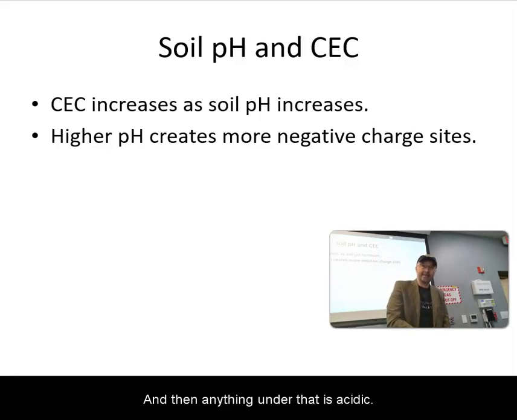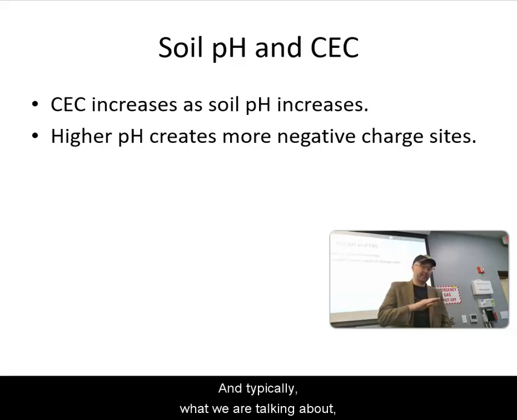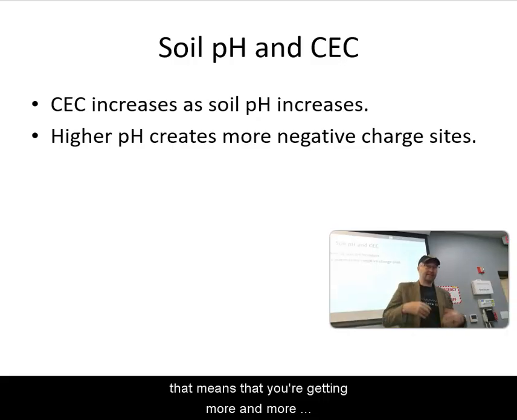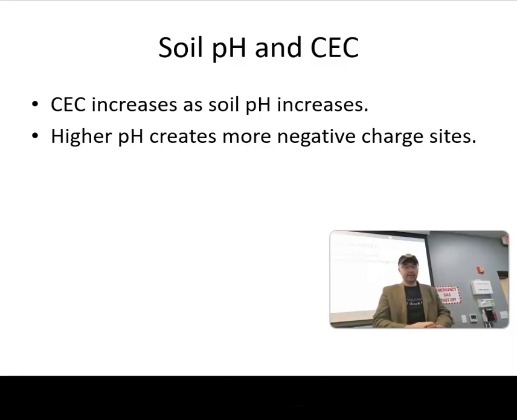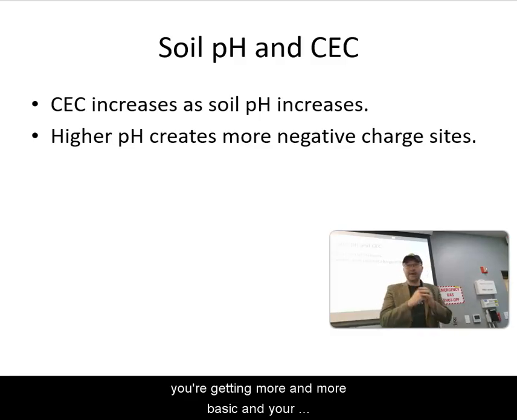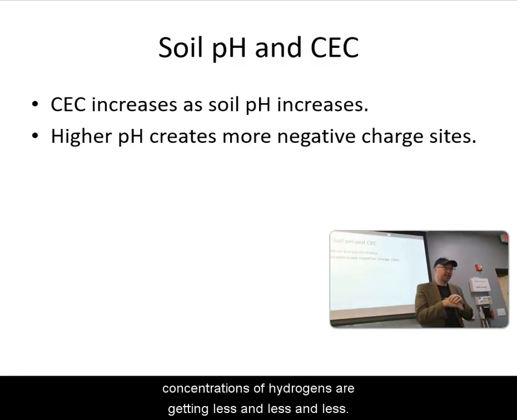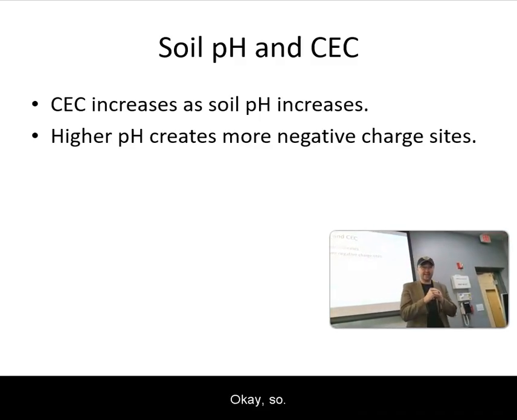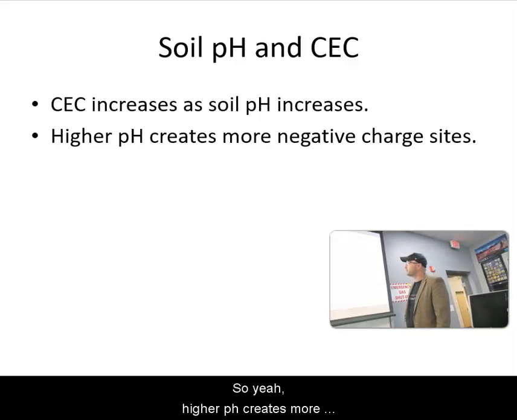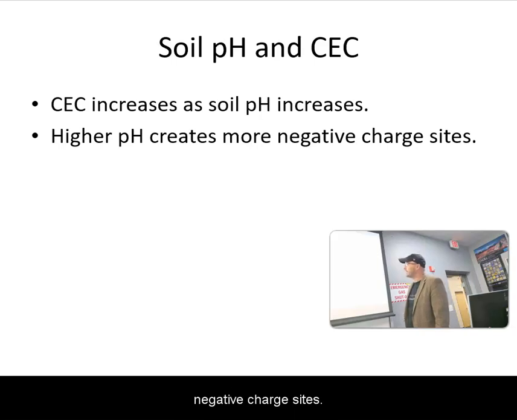And then anything under that is acidic. And typically, as hydrogen ions increase in concentration, that means that you're getting more and more acidity. On the opposite end of that, as you go up from 7 to 14, you're getting more and more basic, and your concentrations of hydrogens are getting less and less. Higher pH creates more negative charge sites.